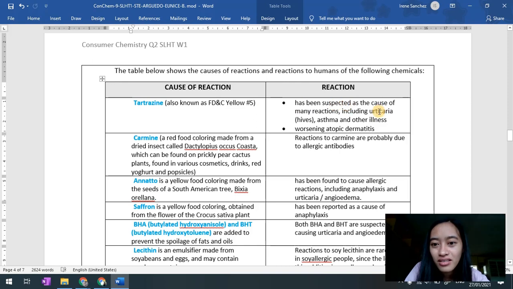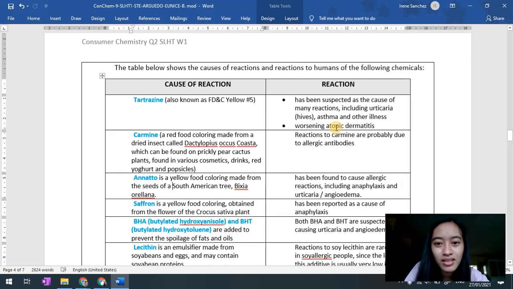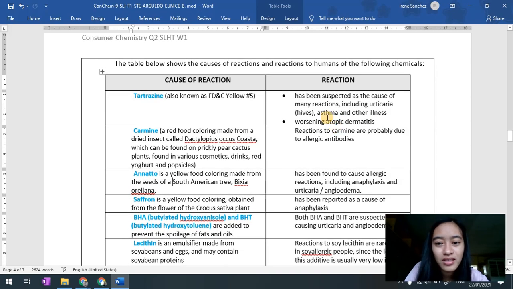And then it causes many reactions to people who are not suited to this. Urticaria, hives, asthma, and other illness. Worsening your atopic dermatitis skin. Yes, asthma. Carmine is another food coloring made from dried insect and be found in prickly pear cactus plants, found in various cosmetics, drinks, red yogurt, and popsicles.